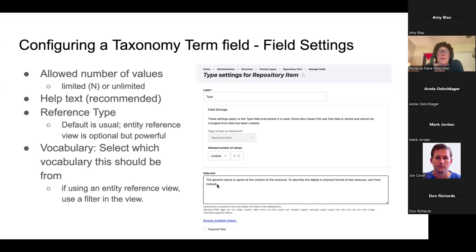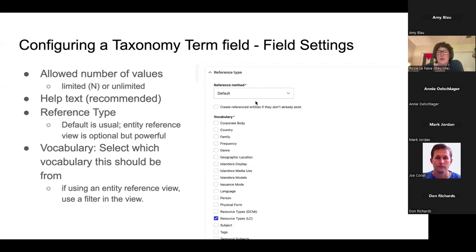There's always a spot for help text, and I always want to say, please enter help text. It really assists anybody adding metadata or trying to figure out what kind of parameters the content of this field should fall under. It's very useful. And then if you scroll down, again, I had to do some magic there.